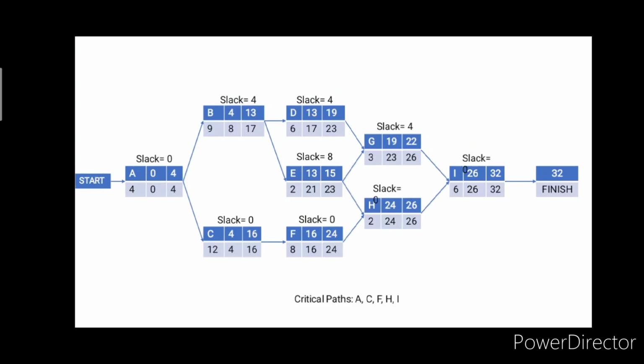The slack of A is 0. The slack of B is 4. The slack of C is 0. The slack of D is 4. The slack of E is 8. The slack of F is 0. The slack of G is 4. The slack of H is 0. And the slack of I is also 0. And the critical path is A, C, F, H, and I.